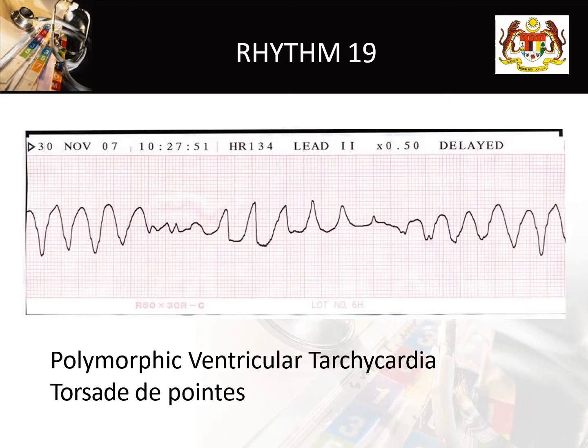Okay, this is another important ECG and another group of tachyarrhythmia, which is polymorphic ventricular tachycardia, or Torsade. As you can see, the QRS complex is very wide or broad, the amplitude is irregular, and you can see the R wave twisting. Okay, so this is Torsade.